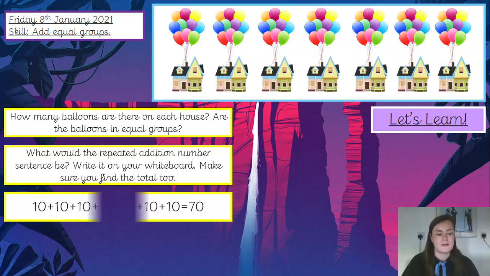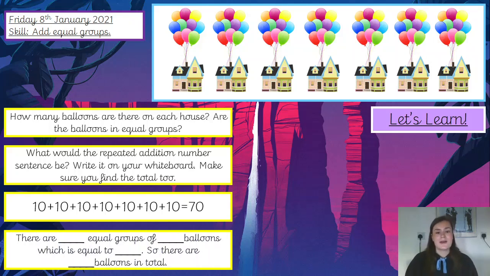Okay, so you should have 10, add 10, add 10, add 10, add 10, add 10, add 10. I had to count to make sure I said that the right number of times. Equals 70. So well done. Double check that you did write 10 7 times there, because that could get confusing. And if you've accidentally written it 6 times, then it wouldn't be right, would it? So make sure you double check that when you're writing.